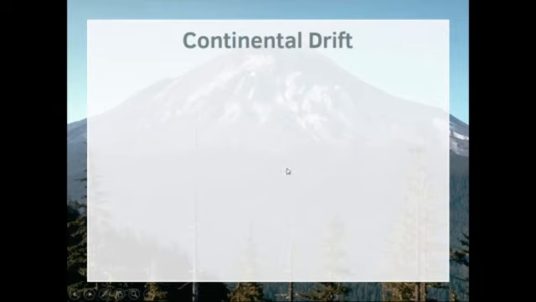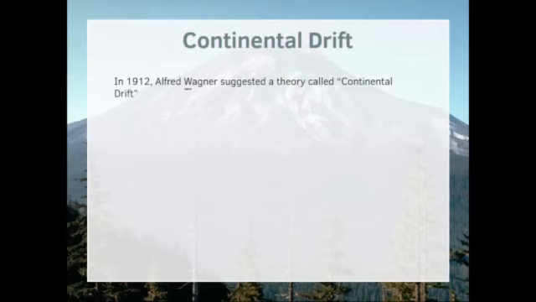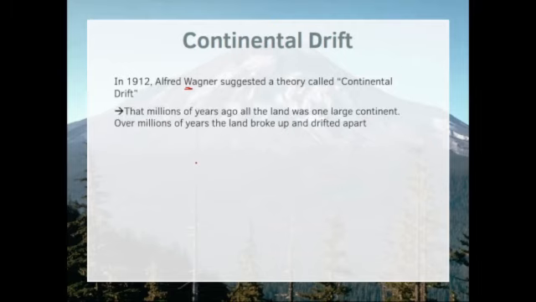There is a very important theory called Continental Drift. It was raised by Alfred Wegener. Wegener is spelled with a W, but we say it like a V, the same as Volkswagen, because he was a German scientist. The theory suggests that millions of years ago, all the earth was one big land, and by time, this land broke up into pieces and drifted apart.